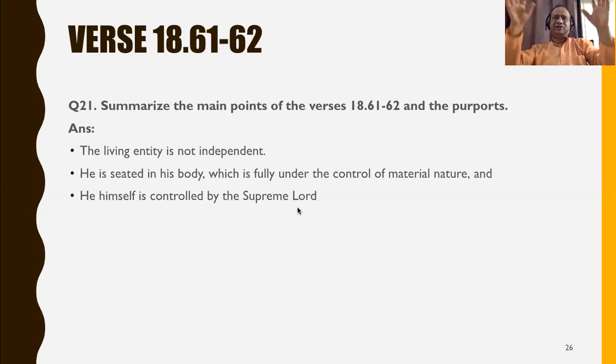So you remember that picture where Lord Krishna is on the top. Then there is a lady like a puppeteer holding strings of goodness, passion, ignorance, and then the living entity is shown as dancing according to that. So dancing according to that material nature is verse number 16.